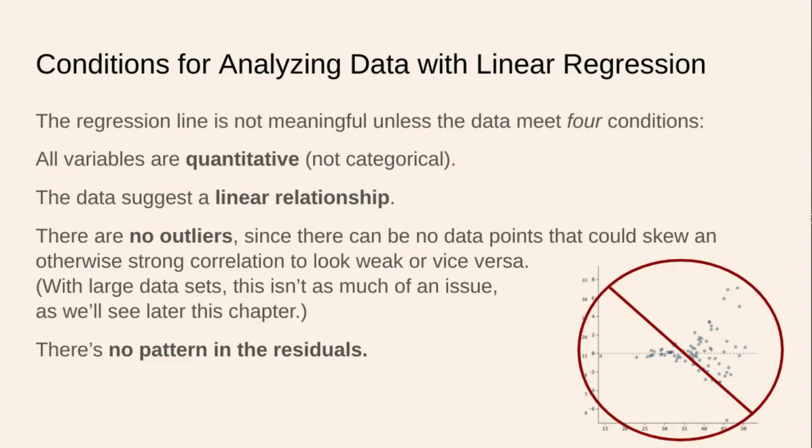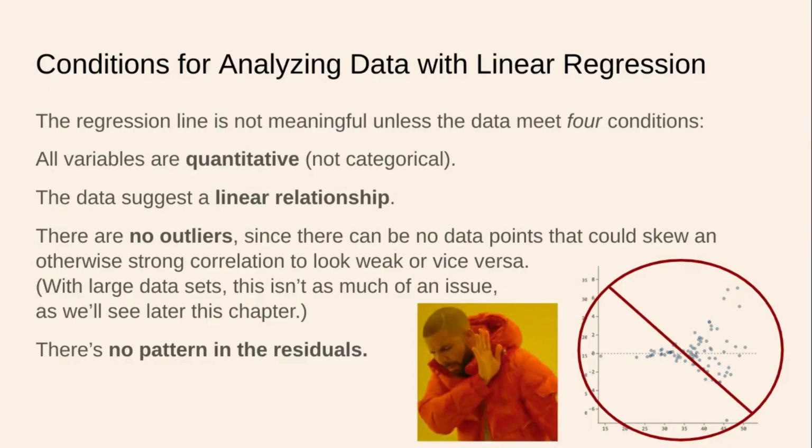So now we have the complete story on the conditions for analyzing data with linear regression. First, all variables are quantitative as opposed to categorical. The data suggest a linear relationship. There are no outliers. With large data sets, you can get away with 1 or 2, but ideally no outliers, and there is no pattern in the residuals. None of this fan pattern or curved pattern stuff that Drake doesn't like.